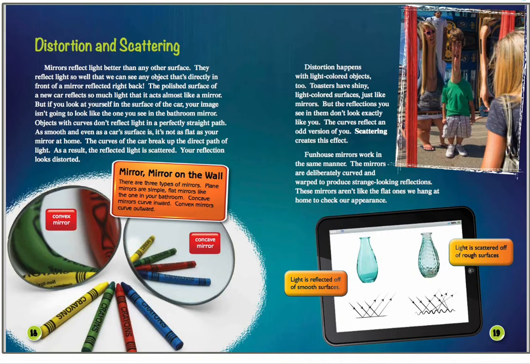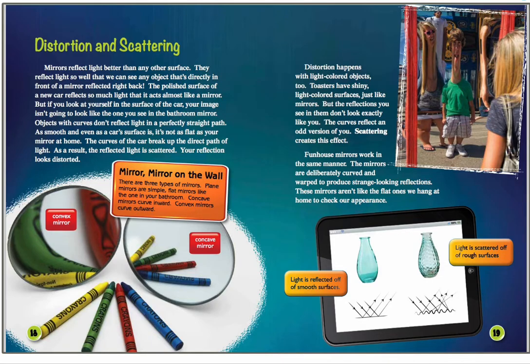Objects with curves don't reflect light in a perfectly straight path. As smooth and even as a car's surface is, it's not as flat as your mirror at home. The curves of the car break apart the direct path of light. As a result, the reflected light is scattered. Your reflection looks distorted.